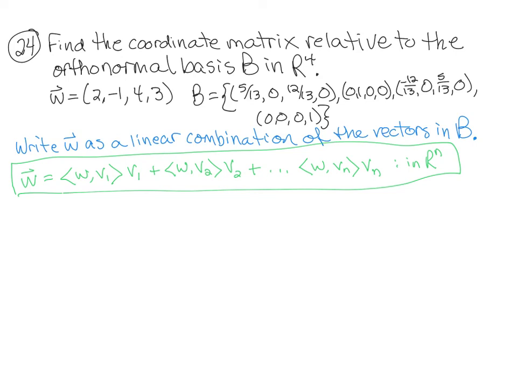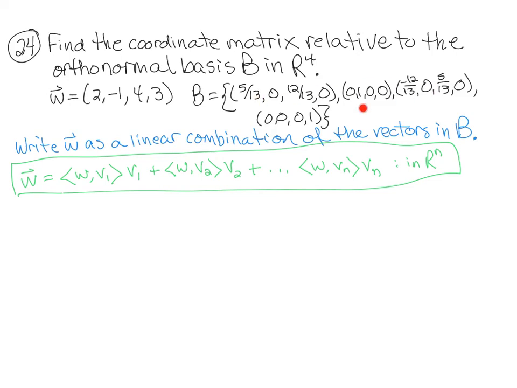Another thing that you're asked to do in this section is to find a coordinate matrix. This is just going to be a column vector relative to an orthonormal basis that's given. So you're given this vector and you're given this basis. What you're actually doing is rewriting your vector W as a linear combination of this basis. Because every single vector in R4 can be written as a linear combination of this basis, and by the way, it's orthogonal and it's normal.